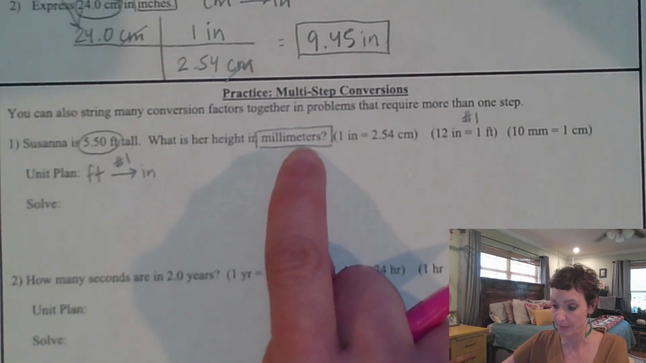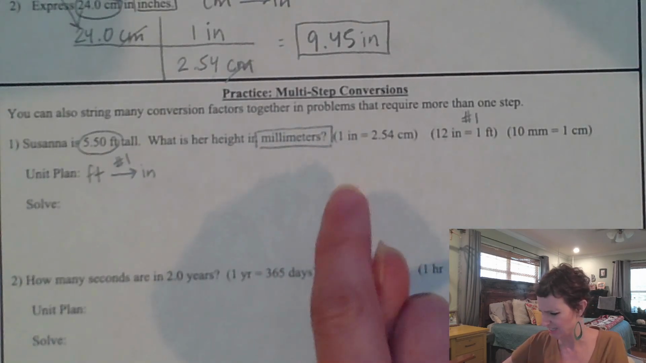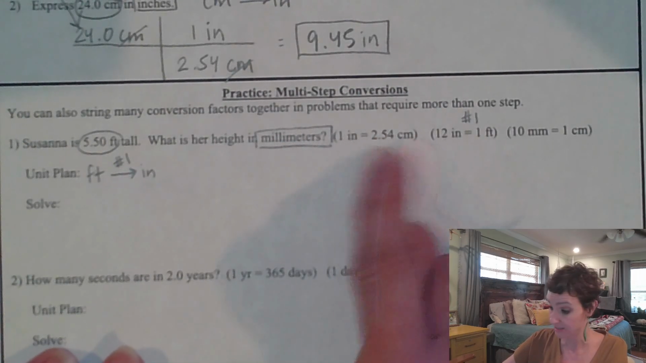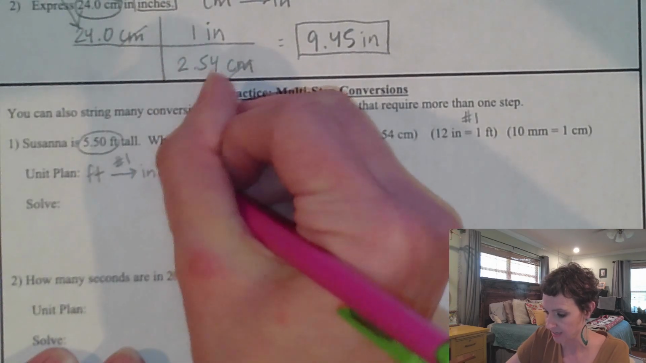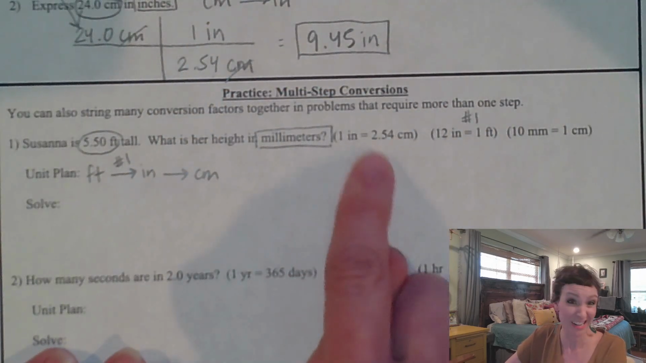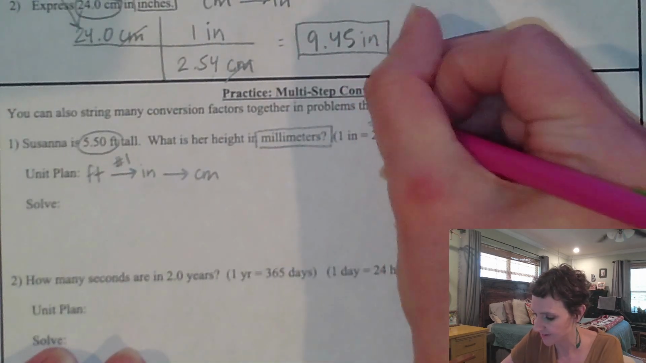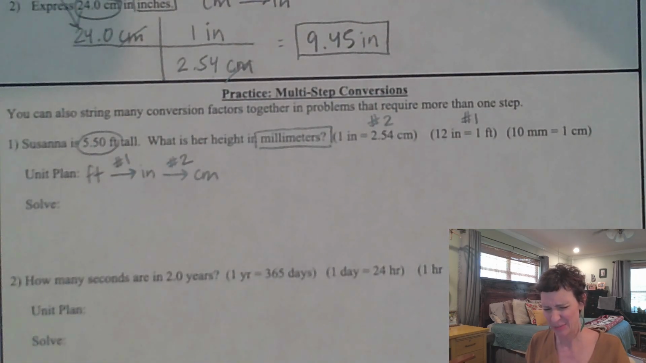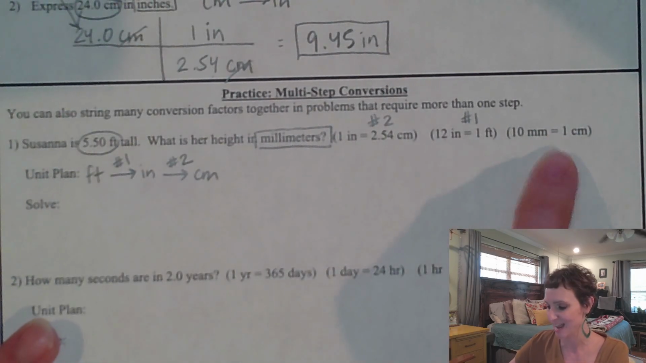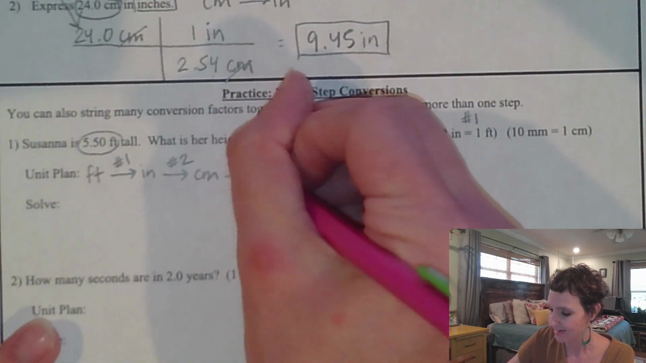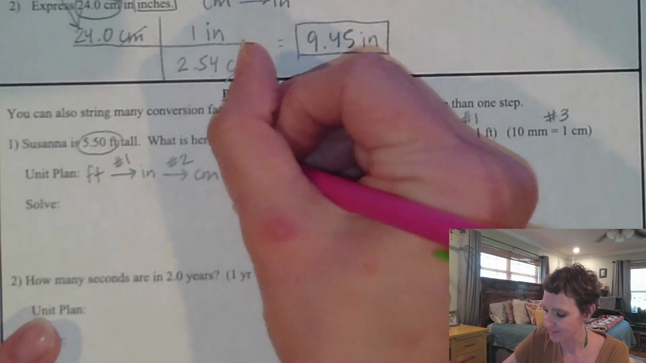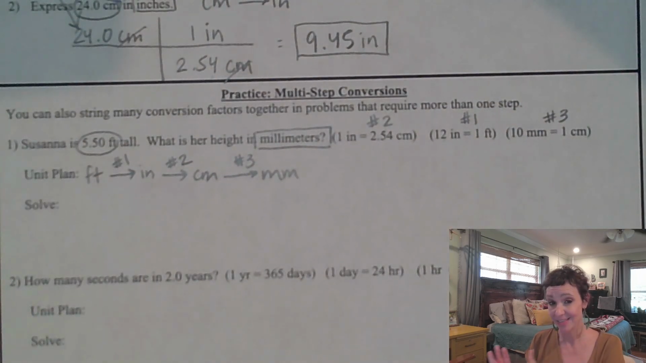End goal is getting to millimeters here. Inches, can I get inches to millimeters directly? No, but I can get from inches to centimeters, so we're going to have to do that, inches to centimeters, and we're going to use that one as our second conversion factor, right? So this is step number 2. Still not to millimeters. Please, is there something to get me from centimeters to millimeters? Yes, there is. There are 10 millimeters in 1 centimeter, okay? So to get to millimeters, we will be using this last conversion factor. So this is a 3-step problem.